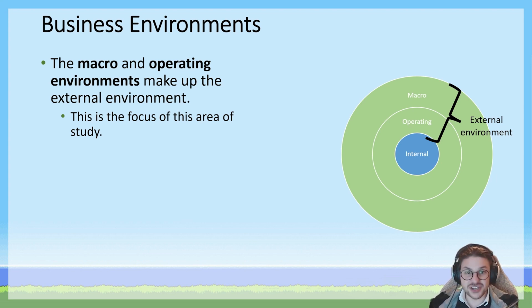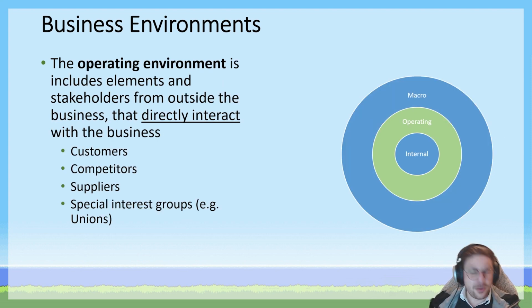So if your teacher, or if I refer to the external environment in one of these videos, know that I'm talking about characteristics or factors or realities that are true for both of these external environments. But when we're talking about just the operating environment or just the macro environment, usually we're being a bit more specific. Now, the operating environment includes factors and characteristics that have a direct impact on your business and that your business will have a direct impact on in return. This typically means that these factors directly interact with elements from the internal environment of your business.